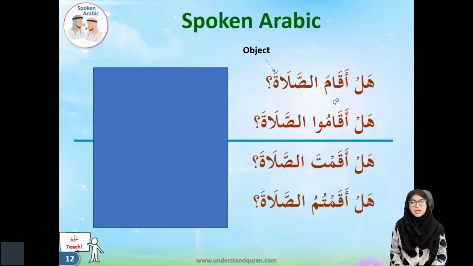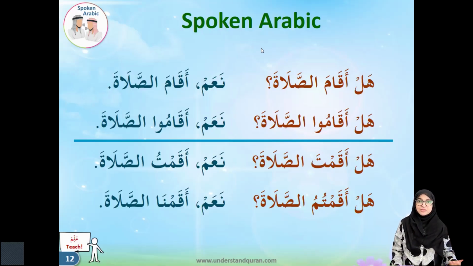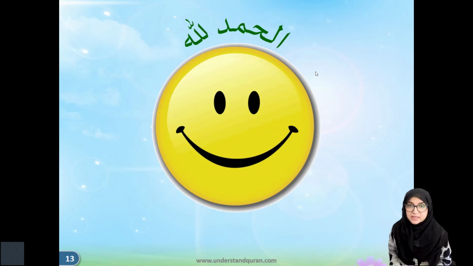So I'll ask you a question. Hal aqama as-salata? Naam aqama as-salata. Hal aqamu as-salata? Naam aqamu as-salata. هل أقمت الصلاة؟ Naam aqamtu as-salata. هل أقمتم الصلاة؟ Naam aqamna as-salata. MashaAllah. Look, I think now you have understood the spoken Arabic. You're able to know the question and answer. Basically, you're understanding he, him, they. You're understanding أقام, أقاموا, أقمت, أقمنا. So you're understanding that. Alhamdulillah.